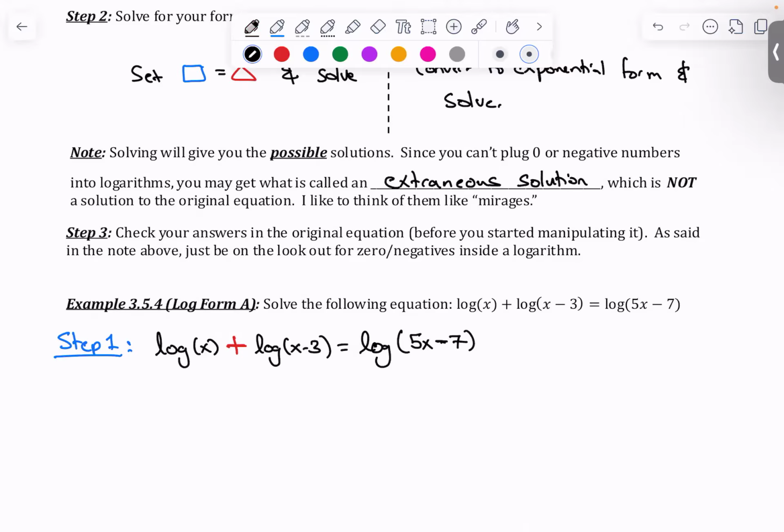Now, in its current format, it does not look like log of something equals log of something else. However, we can combine logarithms, right? We learned how to condense logarithms in 3.4. Specifically, that if you have the addition on the outside, that becomes multiplication on the inside. So this actually becomes, leave a little bit of space, so write it down a little bit further. Log of x times x minus 3 is equal to log of 5x minus 7.